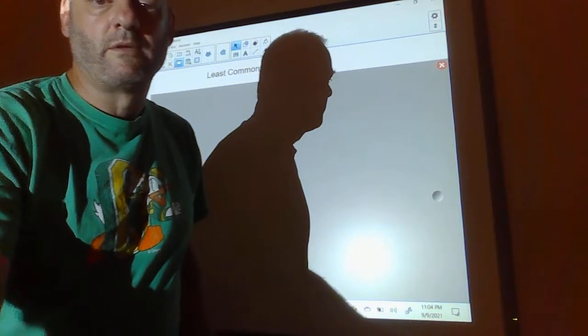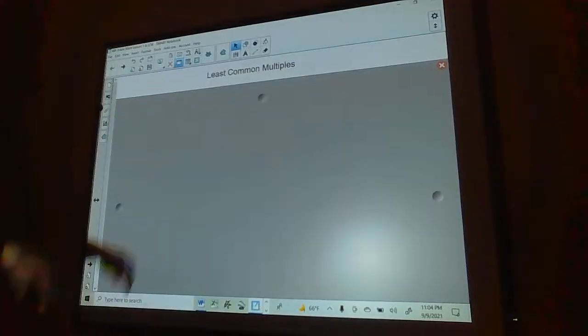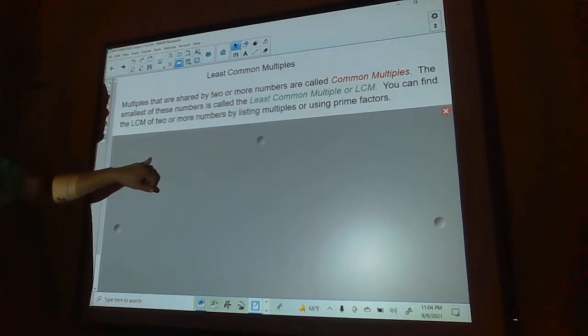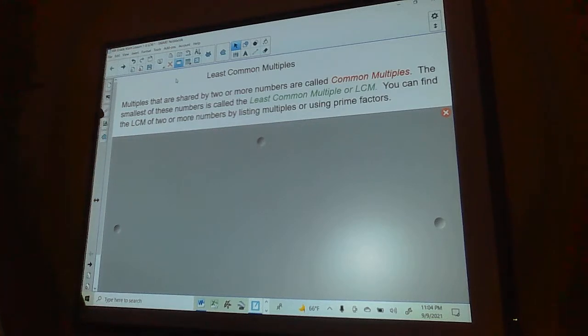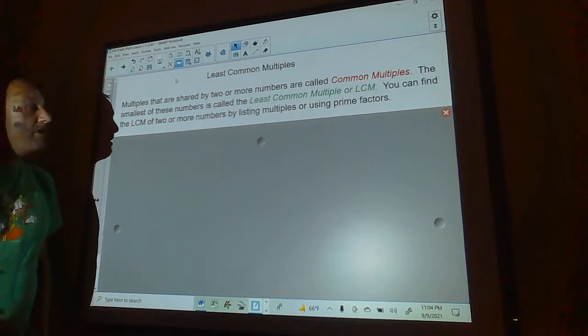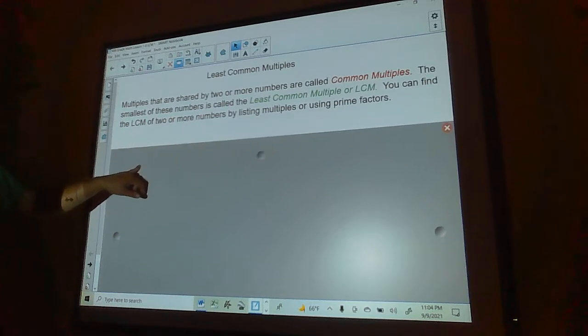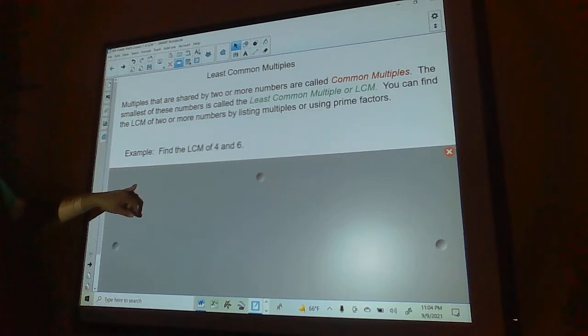Hey everybody, so today we're going to talk about least common multiples. Multiples that are shared by two or more numbers are called common multiples. The smallest of these numbers is called the least common multiple, or the LCM. You can find the least common multiple of two or more numbers by listing multiples or using prime factors.